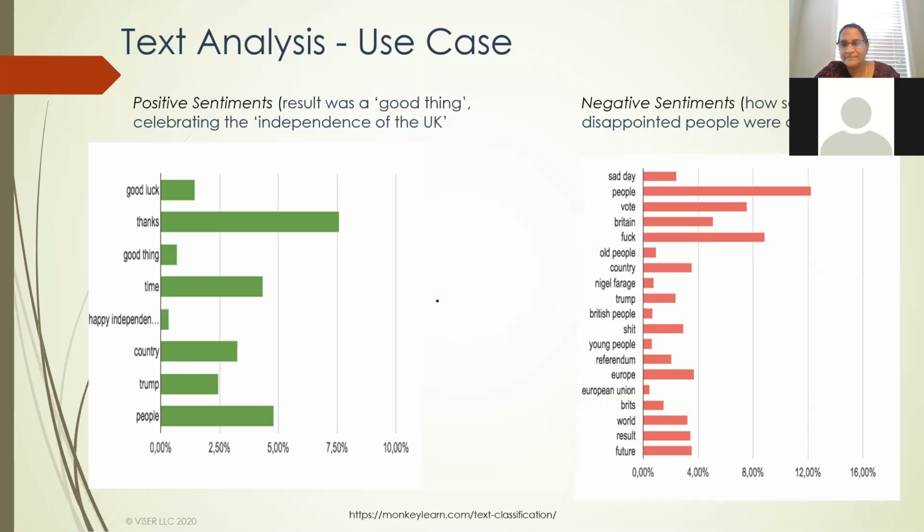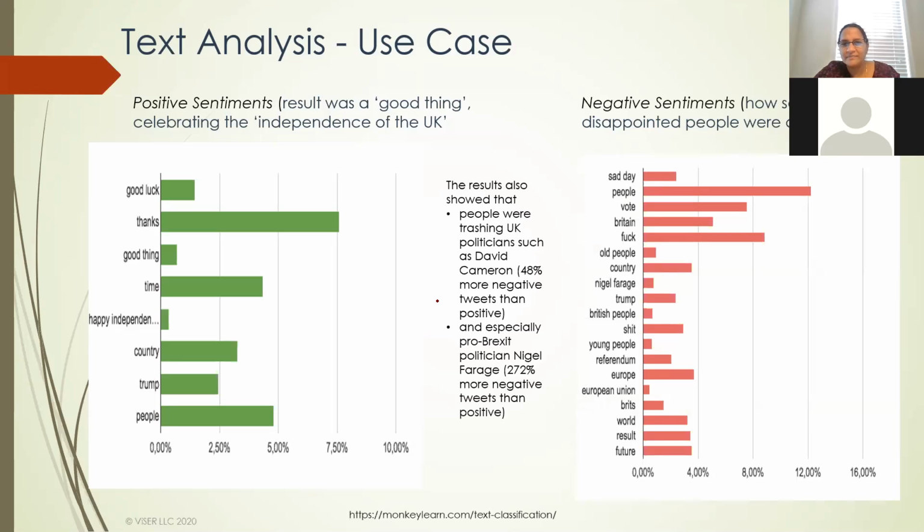In negative tweets, people were disappointed. And if you can see, in negative tweets, people were trashing politicians. 48% were more negative, basically writing against David Cameron. And there was a pro-Brexit politician, 272% tweets were directed towards him; there were more negative tweets for him than positive tweets.